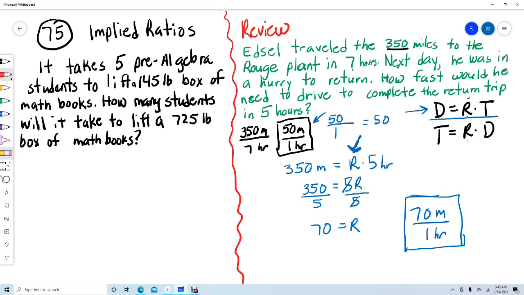Remember, the distance equals rate times time, and the time equals rate times distance. When you solve for a rate, just find a single value and then put it in the proper units like I did here. Okay? So I'm going to erase that.